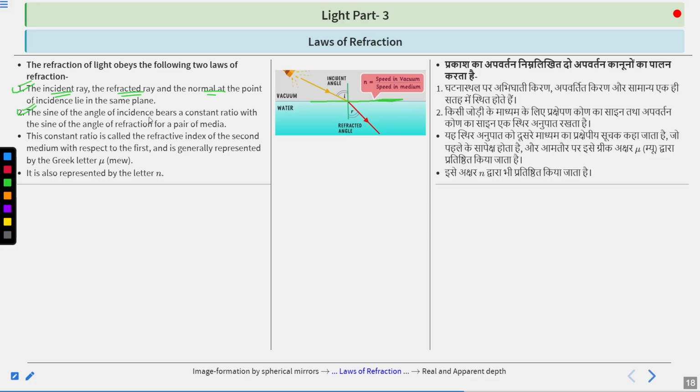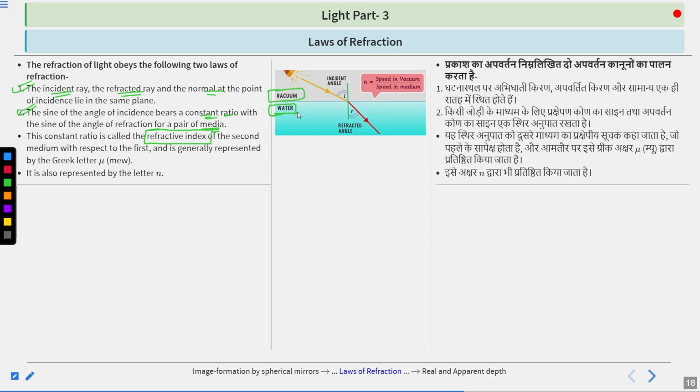Second law: the sine of the angle of incidence bears a constant ratio with the sine of the angle of refraction for a pair of media. This constant ratio is what we call the refractive index of the second medium with respect to the first. So this is the second medium, this is the first medium. With respect to the incident angle and the refracted angle, we will calculate the refractive index, like the speed of light in vacuum in comparison with the speed of light in that particular medium.